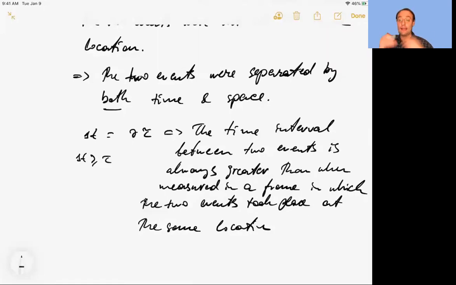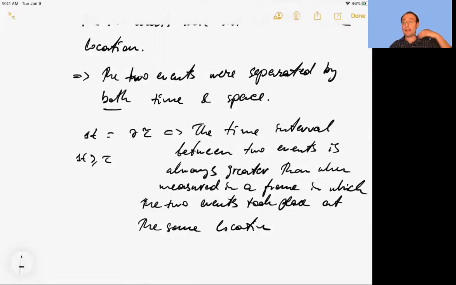So again, what this difference in time intervals means is, for instance, that while the light clock on the spaceship goes through one cycle, one up and down cycle, the light clock on the ground, remember the ground has its own light clock, goes through more than one cycle, okay?